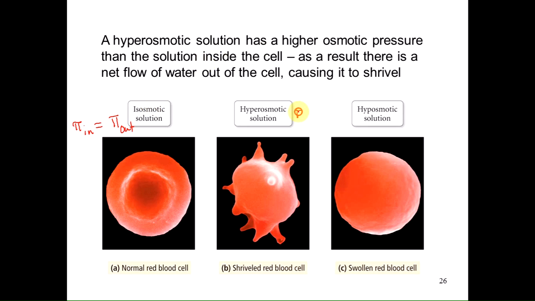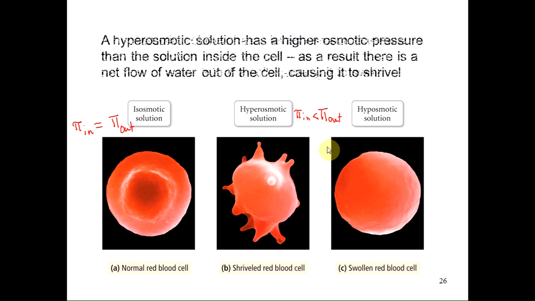So in this case, the osmotic pressure inside is less than that of the outside. So it's greater outside, so what's going to happen is the water is going to flow out of the cell to the outside, and it's going to cause it to shrivel up because it doesn't have as much fluid on the inside. So this is what happens when you have a hyperosmotic cell.